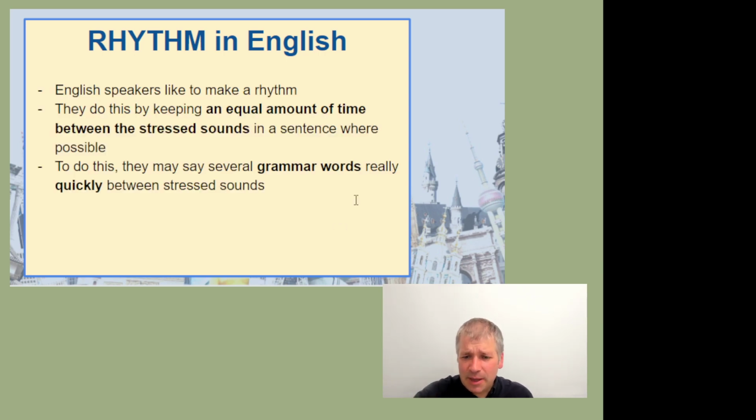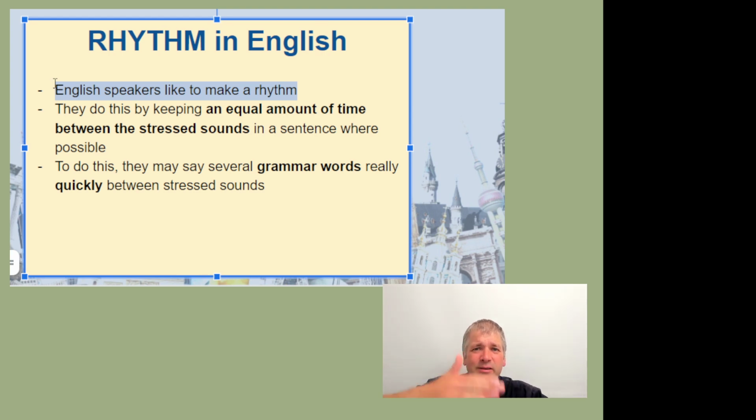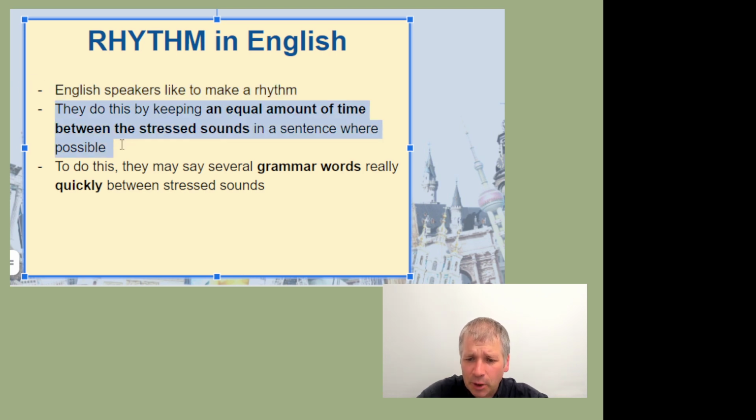English speakers, let me highlight it so you know where I am on the screen. English speakers like to make a rhythm when they speak. So a rhythm, so if you imagine music, we have beats. That's a rhythm. It's like a consistent amount of time. And this is what I mentioned in the next bullet point. So they do this by keeping an equal amount of time between the stress sounds in a sentence where possible. And see, I did it there. I kept an equal amount of time between the stress sounds in a sentence where possible.